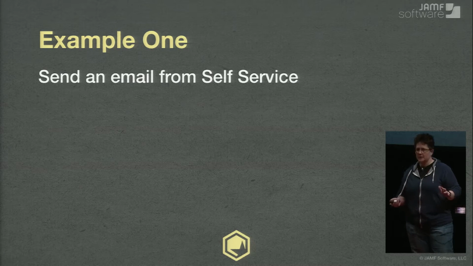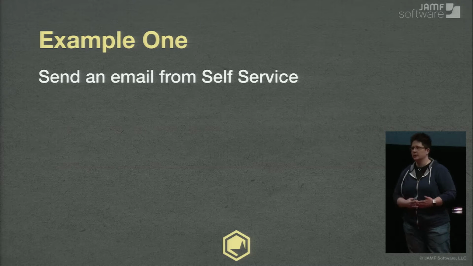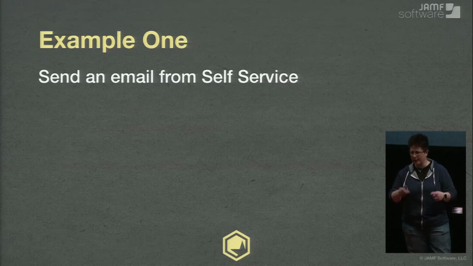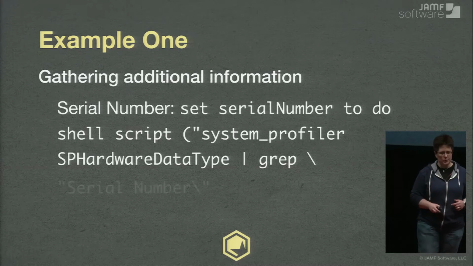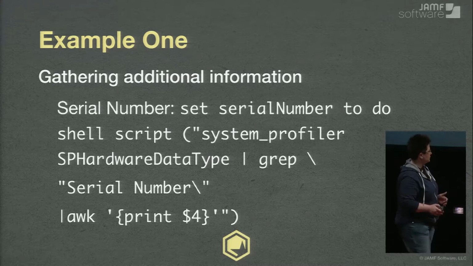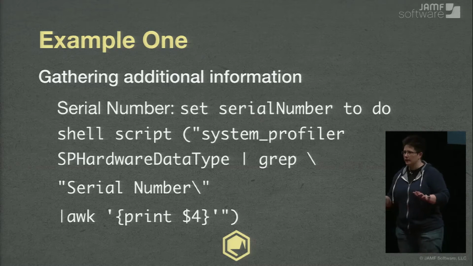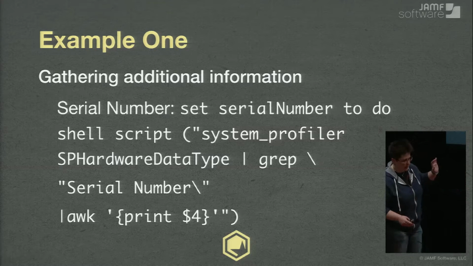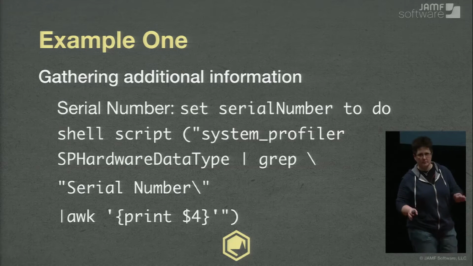But let's say we wanted to know some more information. So I'm an end user, I tell you my Outlook is broken. Cool. But who are you and where are you communicating to me from? We can use pretty simple shell scripting to return some identifying information about the computer or the person that is talking to us. This is just a quick system_profiler script to return the serial number. Easy. We add that in.